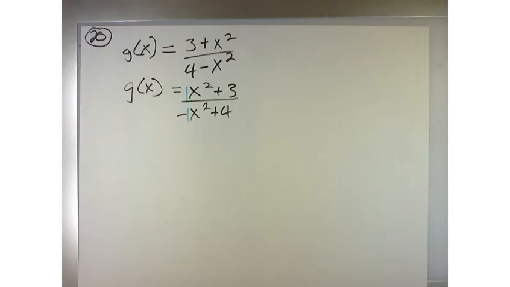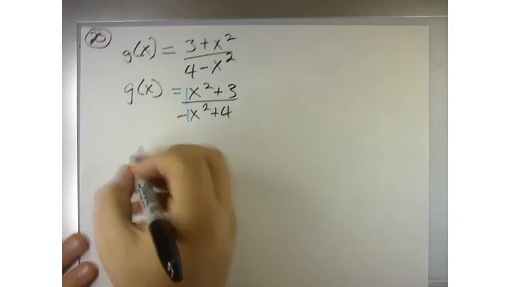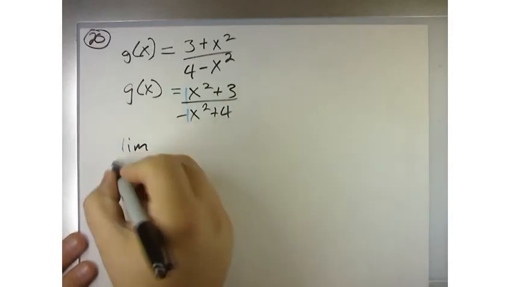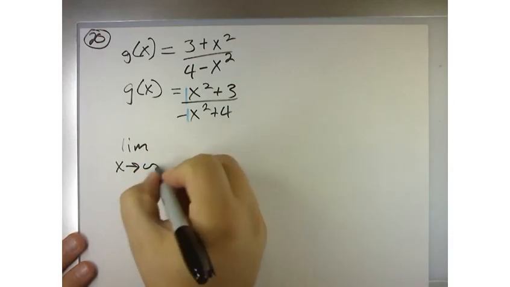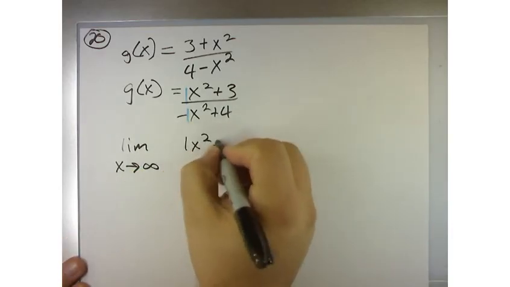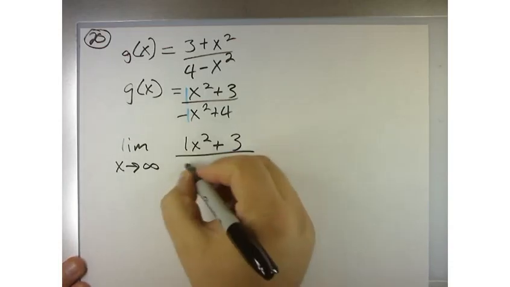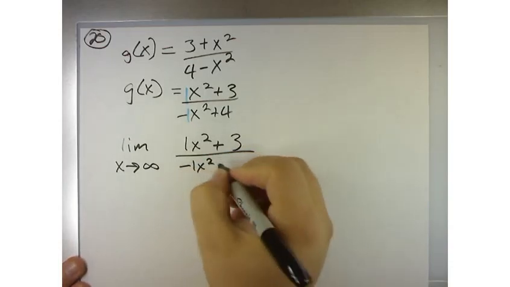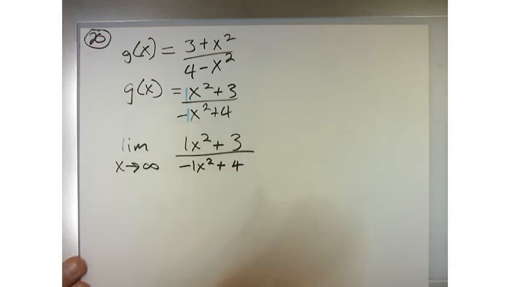Now here's a fancy notation, and I'll teach this in greater detail towards the end of the school year. But have you guys ever seen something like this? The limit as x approaches infinity of 1x squared plus 3 all over negative 1x squared plus 4. Do you know what that means? That means we're going to study the behavior as x approaches infinity.